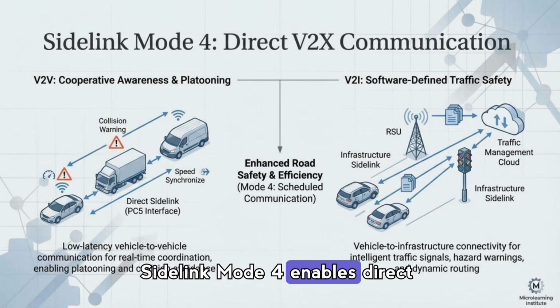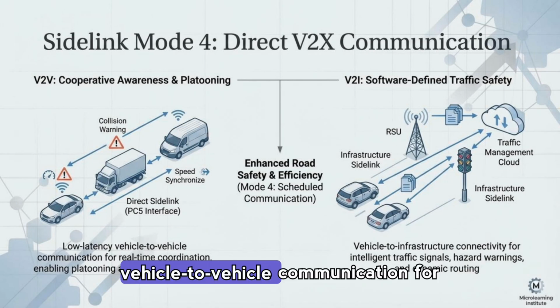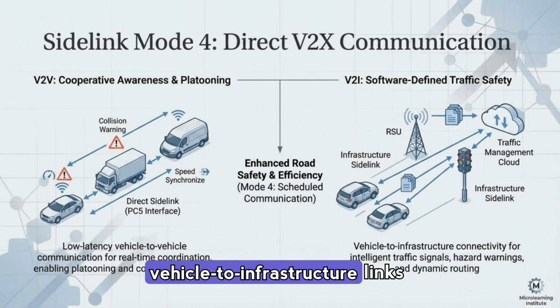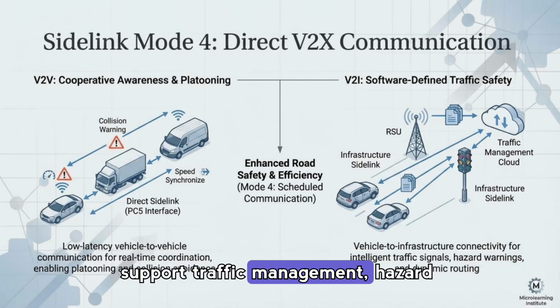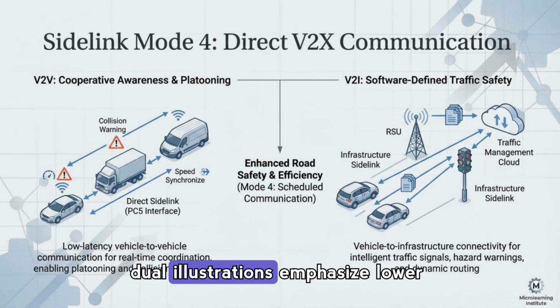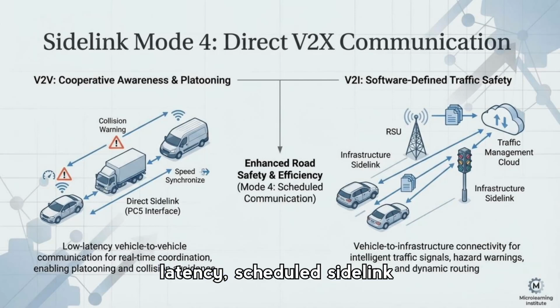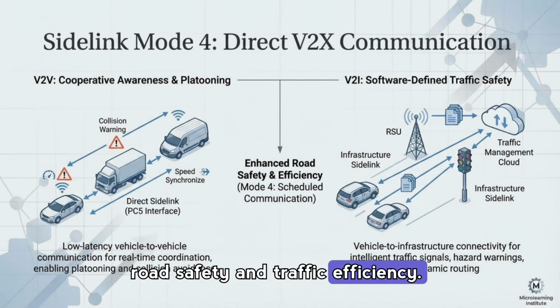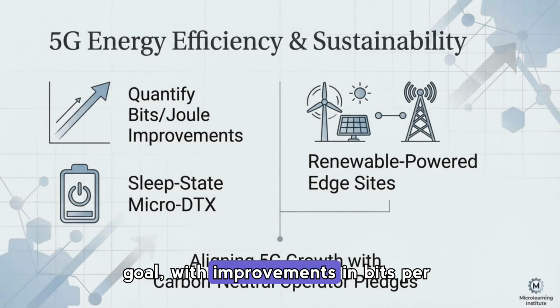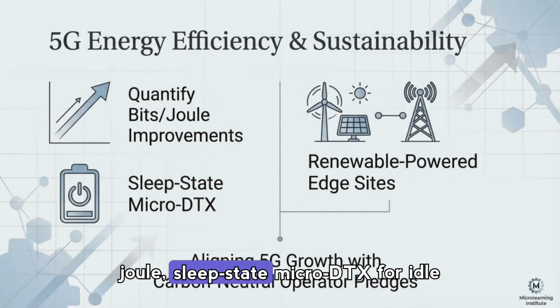Sidelink Mode 4 enables direct vehicle-to-vehicle communication for cooperative awareness and platooning, while vehicle-to-infrastructure links support traffic management, hazard warnings, and dynamic routing. The dual illustrations emphasize lower latency, scheduled sidelink communication, and how these capabilities combine to enhance road safety and traffic efficiency.